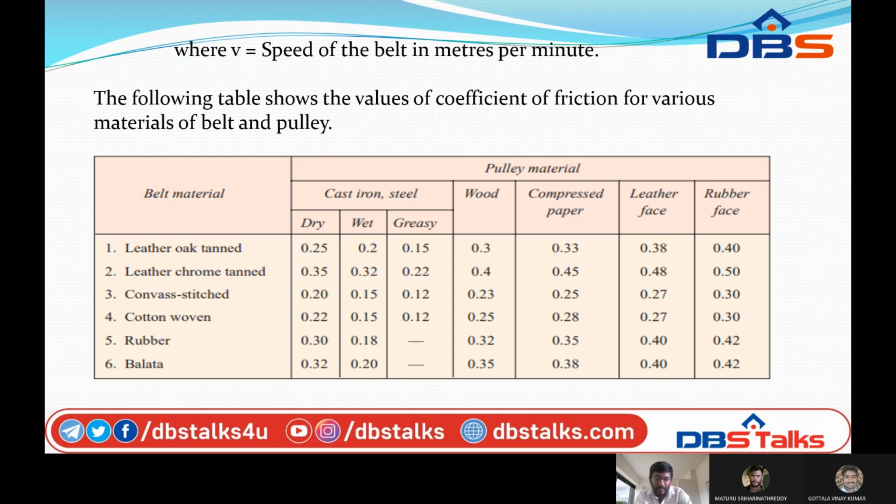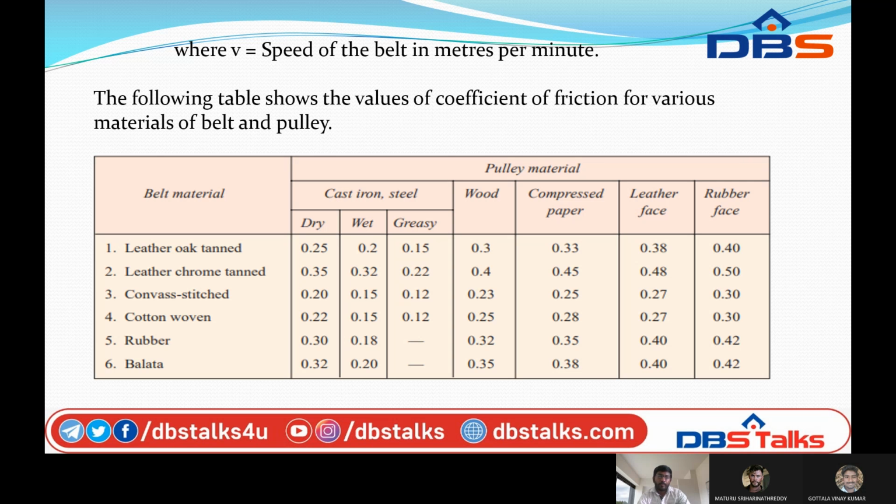In the following table we have the belt material and pulley materials. The belt material, leather, oak tanned, with cast iron or steel pulley: dry 0.25, wet 0.2, greasy 0.15. For wooden 0.3, compressed paper 0.33, leather face 0.38, rubber face 0.40. So these are the pulley materials for the leather belt.